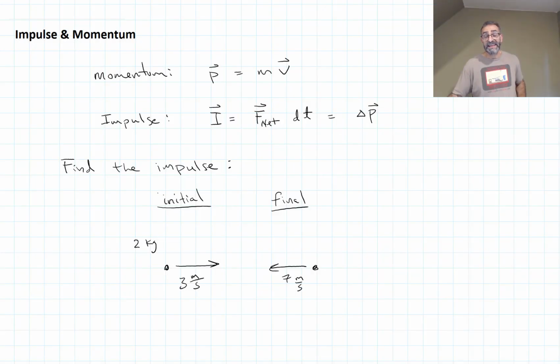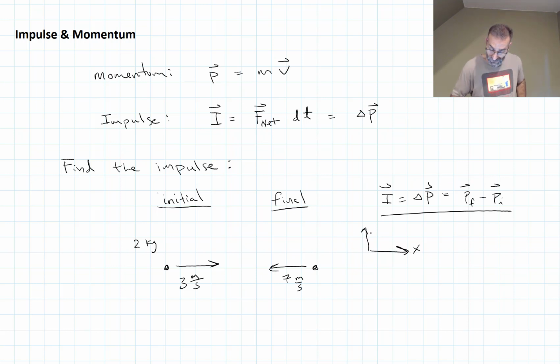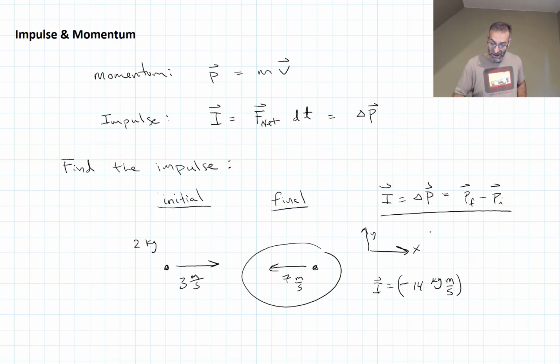This time, we're going to find the impulse. Well, the impulse is the same thing as change in momentum. We can define our coordinate system, and then we know that the impulse is equal to the change in momentum. It's the final momentum, and that's going to be 14 kilogram meters per second in the negative direction, because our particle is moving to the left, and we've defined the right as our positive direction.